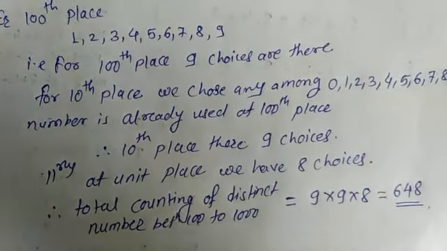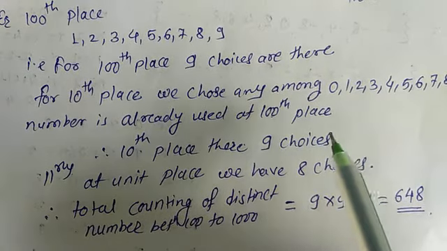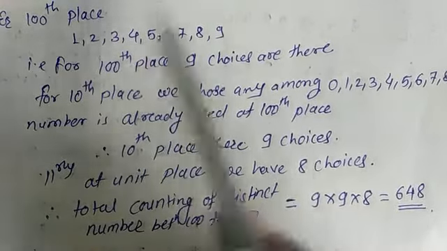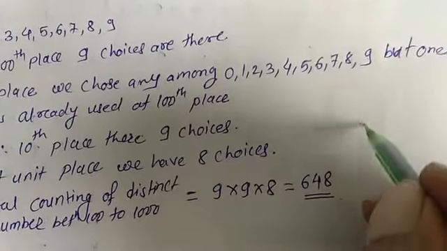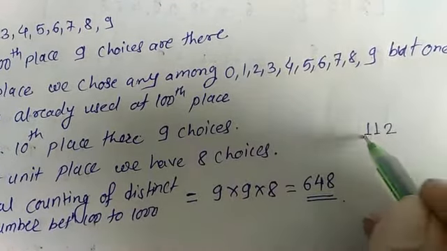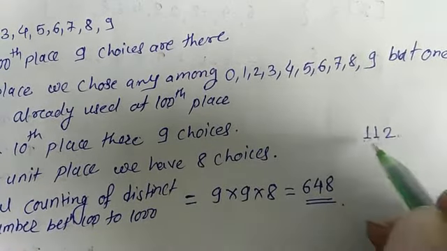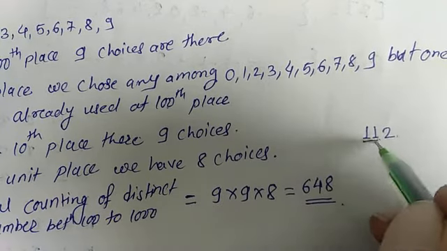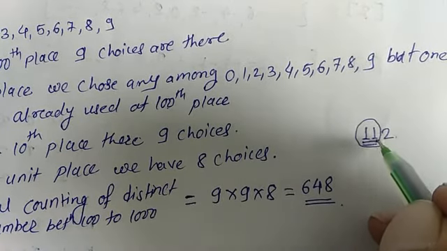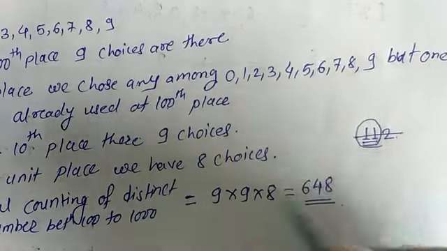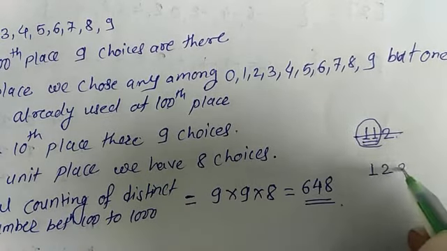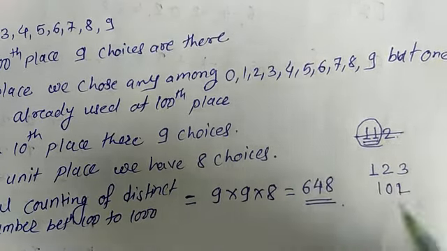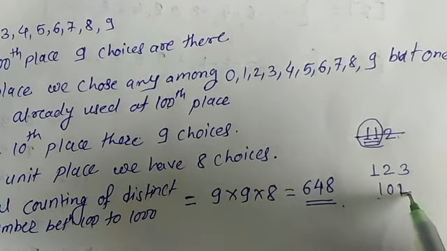These 648 numbers are distinct, which means no digit is repeated. Distinct means there is no repetition of digits. You will not consider a number like 112, because 1 is repeated at the 10th place and the 100 place. That is a repetition. Instead we get numbers of the type 123 or 102, where all digits are distinct.